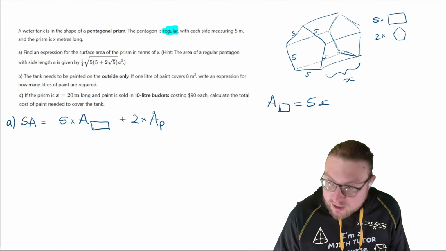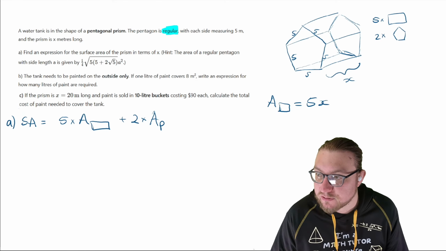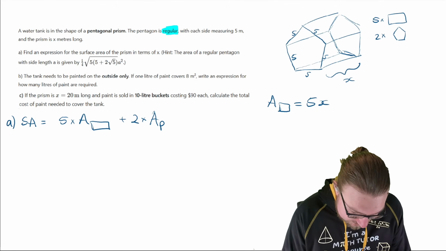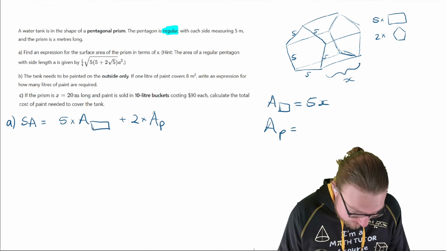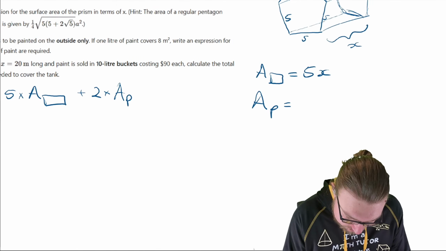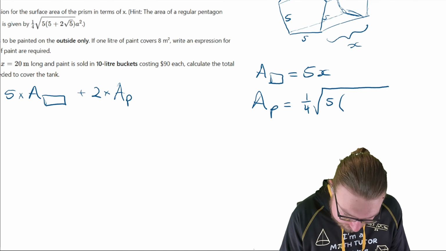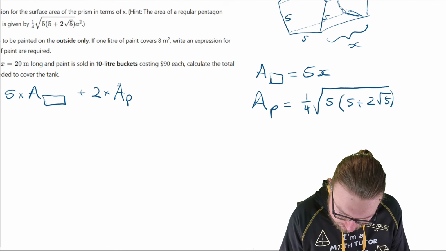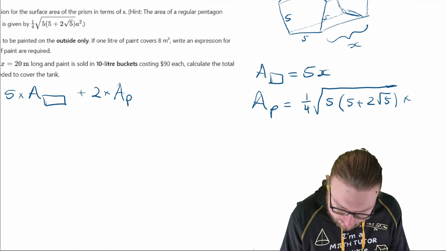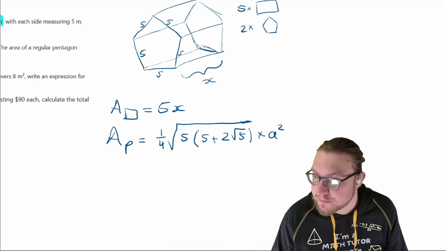And then what about the area of the pentagon? And that is where they have given you an equation, right? So let's have a look at the area of the pentagon. They have told you that the area of a pentagon is 1/4 times square root 5 open brackets 5 plus 2 root 5 close bracket. And this is the end of the square root, yeah? And then after that, we're multiplied by a squared. Now, a squared here is the side length.